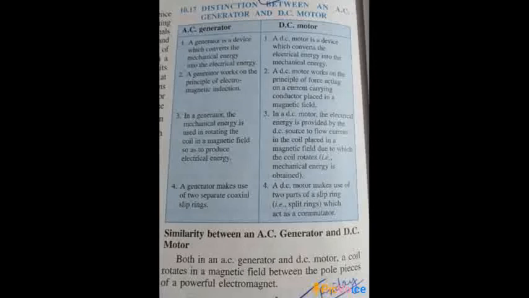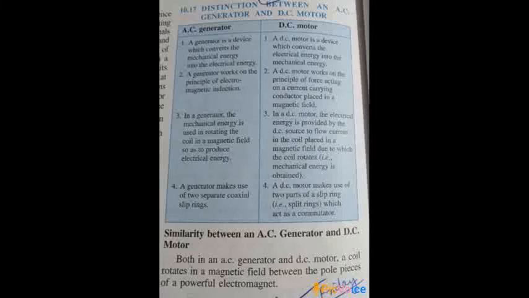Next, the AC generator works on the principle of electromagnetic induction, whereas the DC motor works on the principle of force acting on a current carrying conductor placed in a magnetic field. Whenever current is flowing through a wire and we place that wire in the presence of a magnetic field, it is going to get a push, it is going to experience a force. Third, in a generator, the mechanical energy is used in rotating the coil in a magnetic field so as to produce electrical energy, whereas in a DC motor, the electrical energy which we are providing is used to rotate the coil.